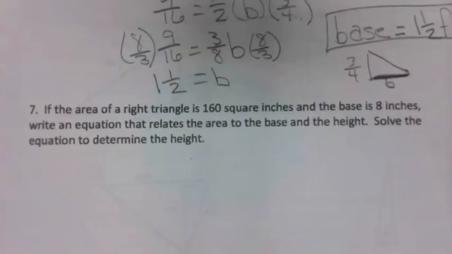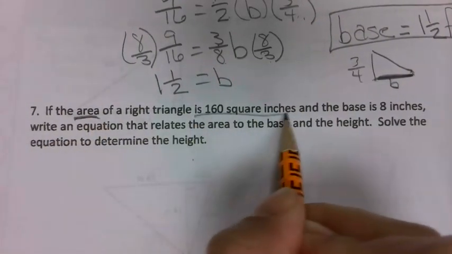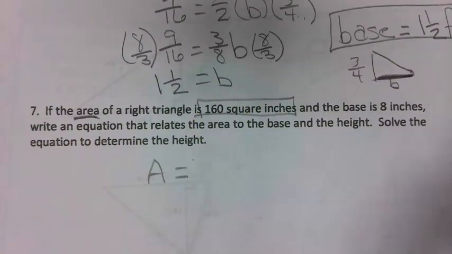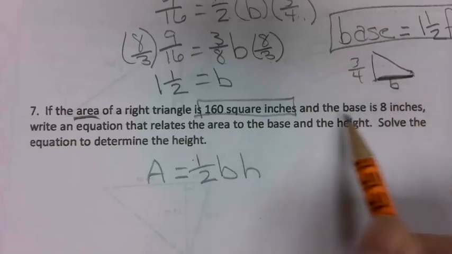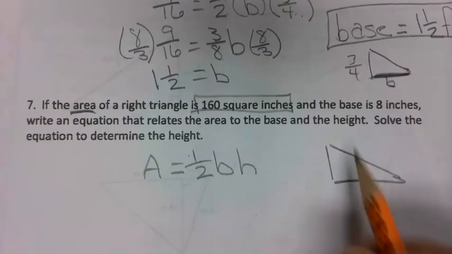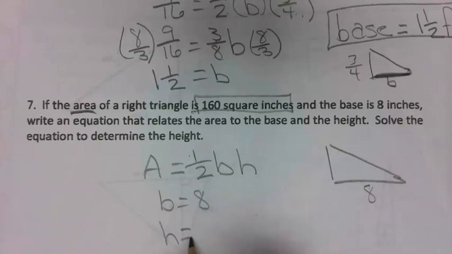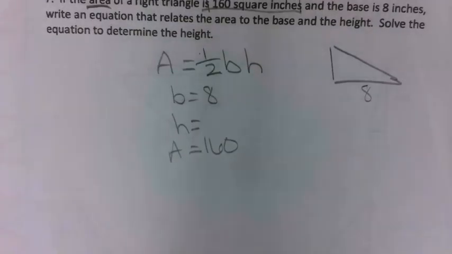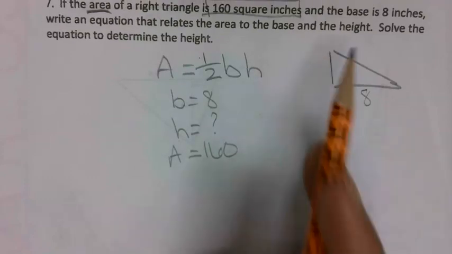All right, number 7, if the area of the right triangle is 160 inches, again, it tells me the area, which means I will be trying to solve for either the base or height. Let's see which one. And the base, I can draw any kind of triangle I want. The base is 8 inches, so I know my base is 8 inches. My height, I don't know. And my area is 160. Put that where you can see it. Right? Base, height, don't know. In my area, I need to find my height.